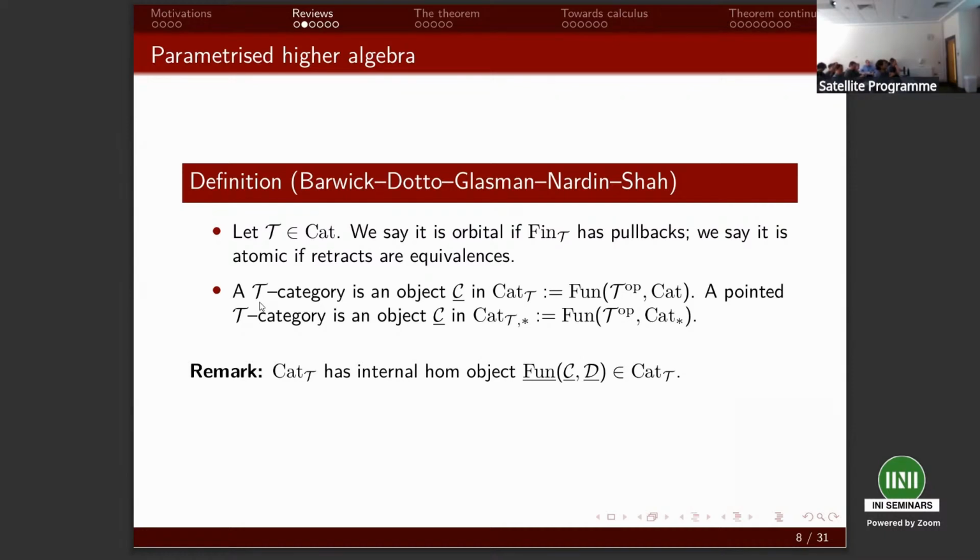There is the internal hom, like this. As a matter of notation, for every object V in T, I can slice the category T over V, and then this admits a forgetful map to T. I can restrict along this to get a functor from Cat_T to Cat_{T/V}.